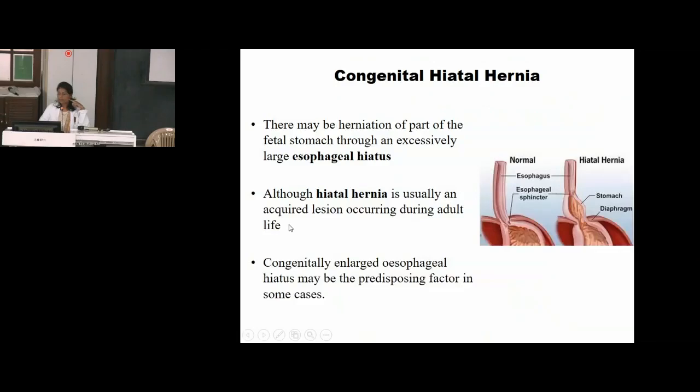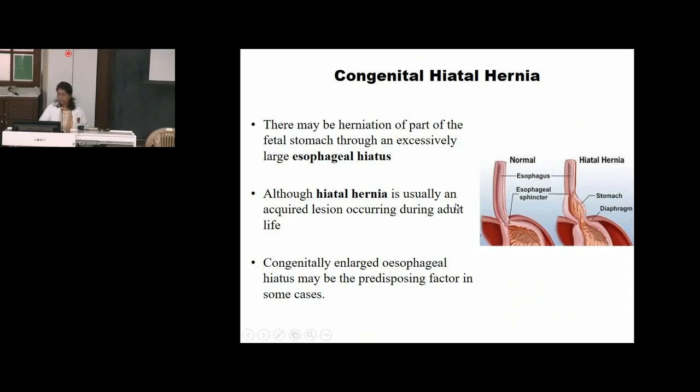There is something named the hiatal hernia. Hiatus means what? Opening. So the things are herniating towards the opening. What opening is that? The esophageal hiatus. So there may be herniation of part of the stomach or other structures. There is a normal opening of the esophagus in the diaphragm, reaching towards the stomach. But here this opening is excessively large, and that is named the hiatal hernia.